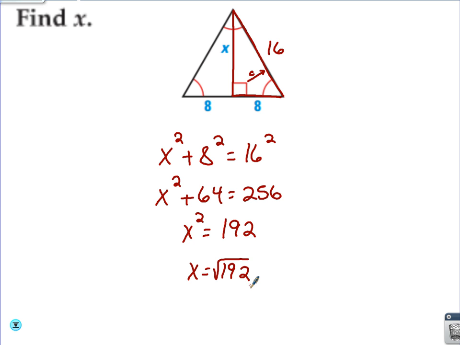I want to simplify that. The way you simplify it, you can make a list. Again, I know the square root of 4. I know the square root of 9, 16, 25, 36, 49, 64, 81, and so on and so forth. What I would do is go through and divide 192 by those numbers. 4 will work, but there's a bigger number that'll work. Anybody found it yet? There you go, 64.